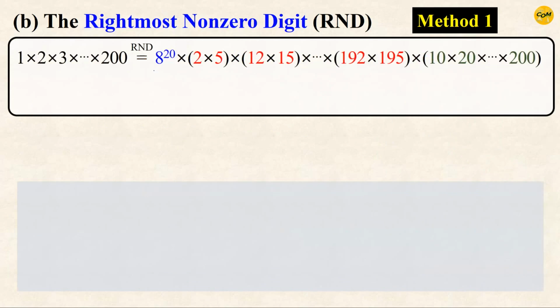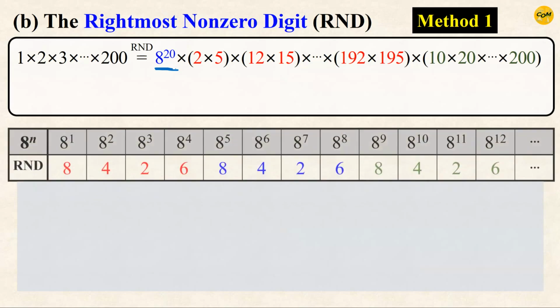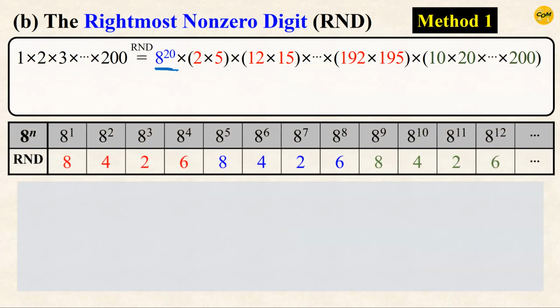In here, first let us take a look at this 8 to the power of 20. We can find its rightmost non-zero digit using the periodic nature of the rightmost digit of 8 to the power of n, which gives 6.